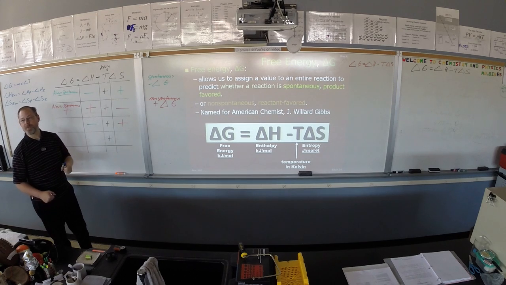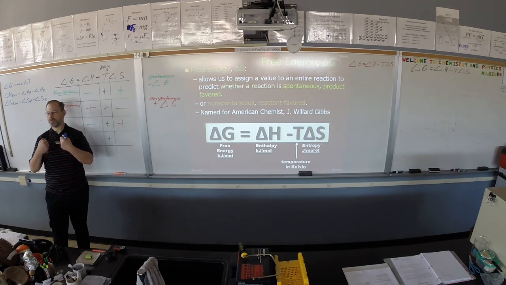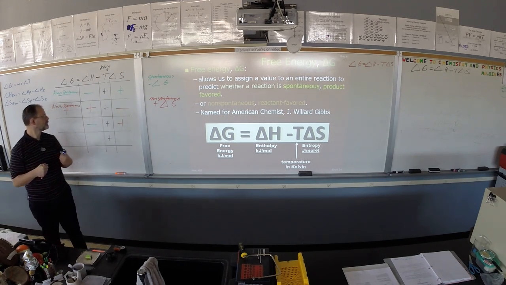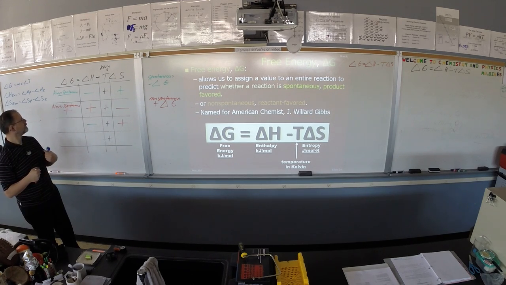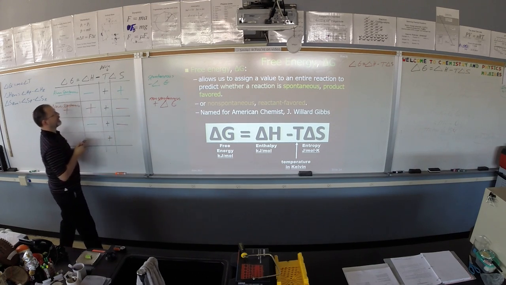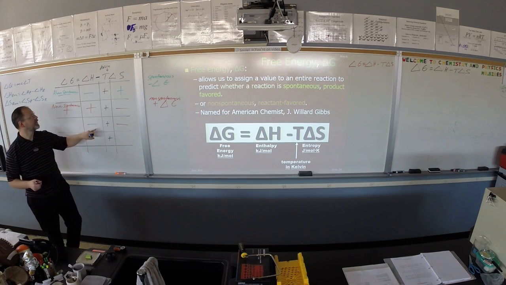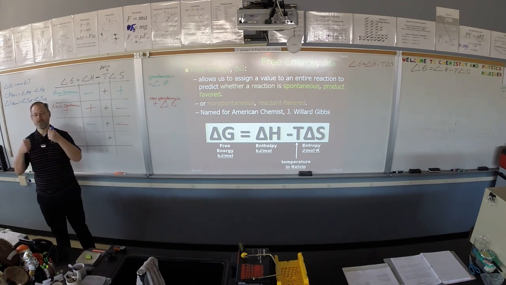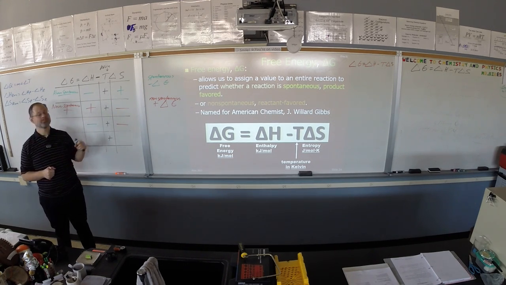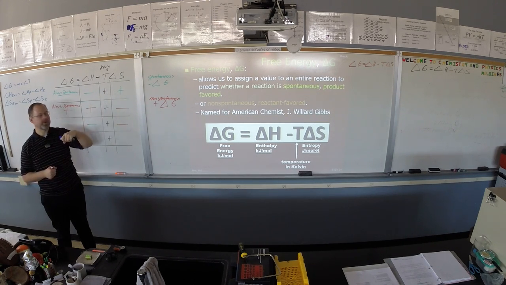So if your enthalpy says, I'm spontaneous, but your entropy says, I'm non-spontaneous, what determines who wins? If your enthalpy is spontaneous and your entropy is non-spontaneous, what determines who wins? What's the value of what? Delta H and T delta S. What have we not talked about so far?